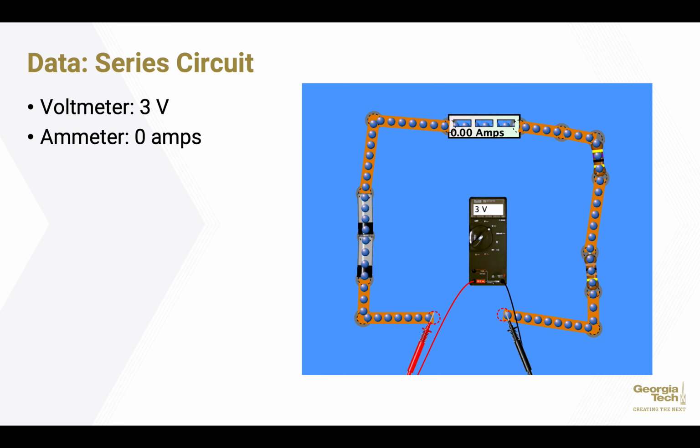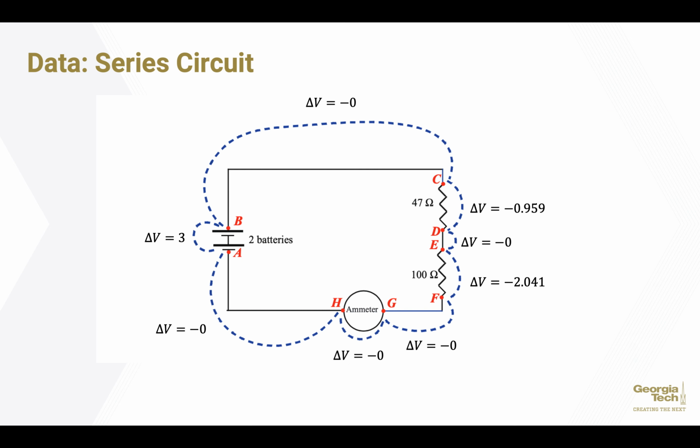When we replace one of the ammeters with a voltmeter, we can see that the potential difference is 3 volts, and the ammeter now reads 0 amps. The reading on the ammeter tells us that the current is no longer moving. The potential difference would be 0 in a closed circuit. Once we close the circuit, we measured the potential difference at various locations of the circuit.